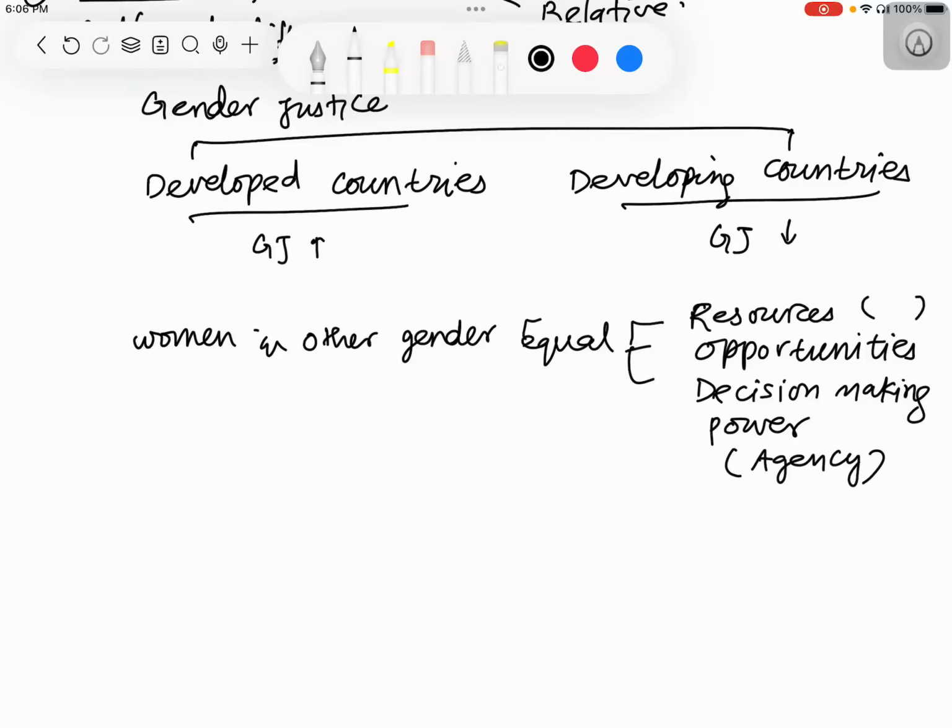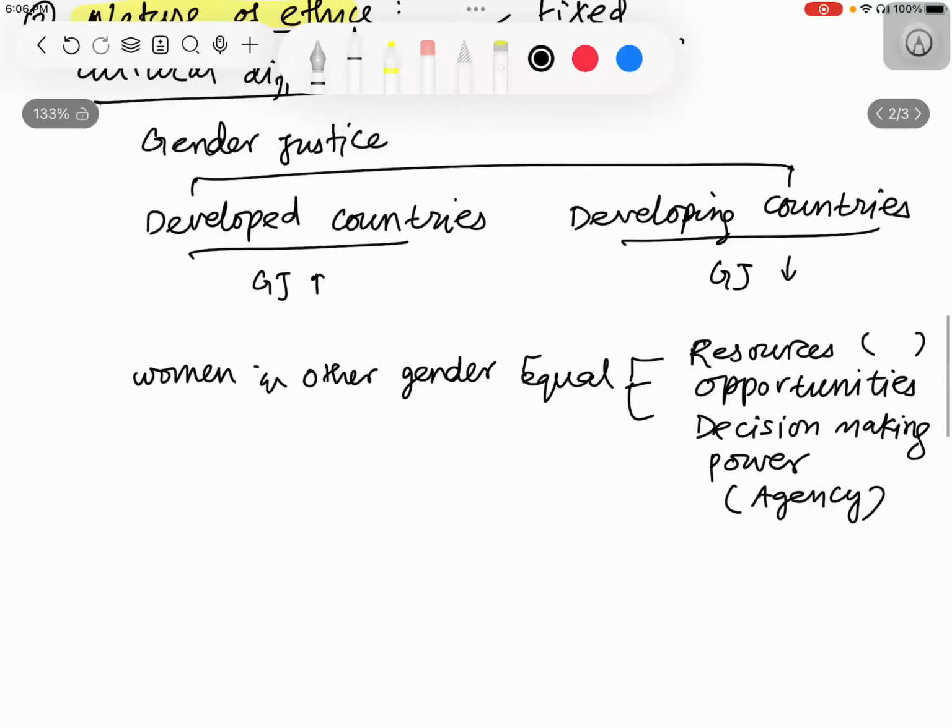Resources, for example, whether budgetary allocation is going in equal part to them or not. Opportunities means, for example, jobs, whether they are being given at least enough opportunity to have jobs, and whether they have agency or decision making power at home as well as in the society.